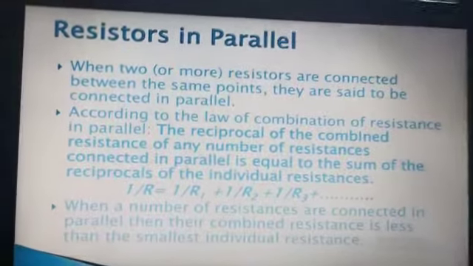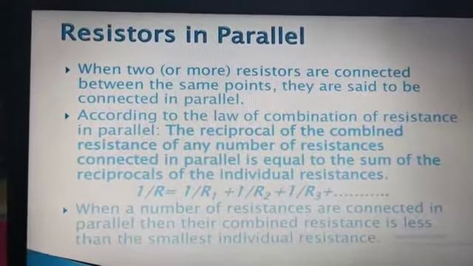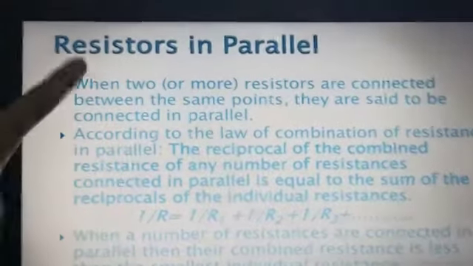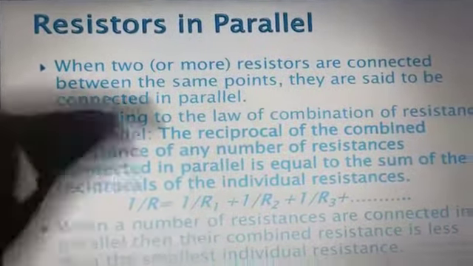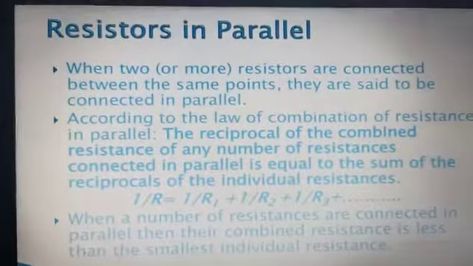We will deal with the numericals and then probably this topic will get better for you. So for resistors in parallel, total resistance: 1 by R total is equal to 1 by R1 plus 1 by R2 plus 1 by R3.